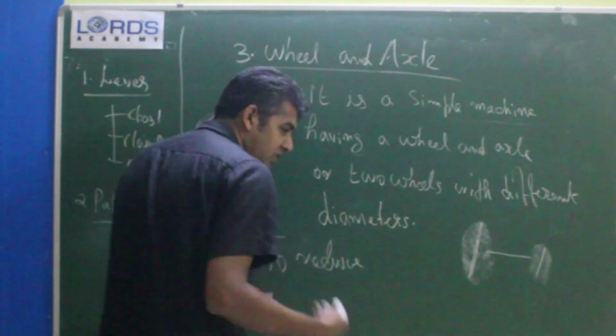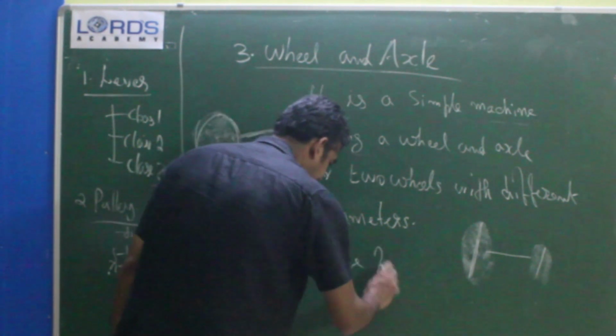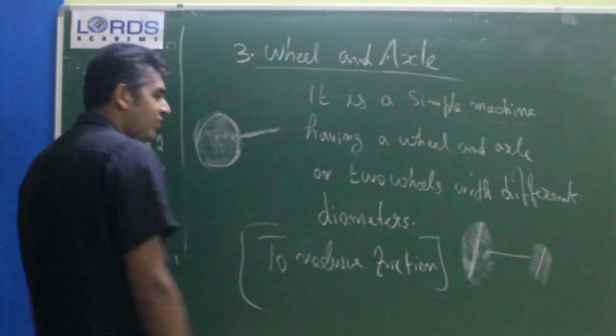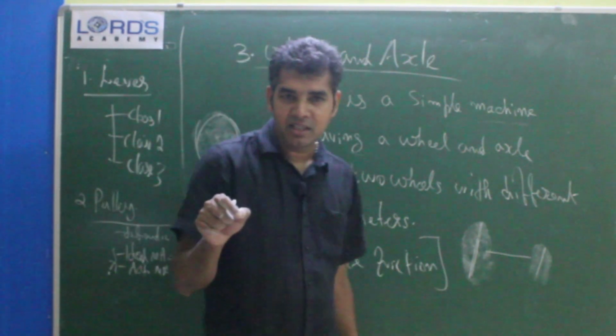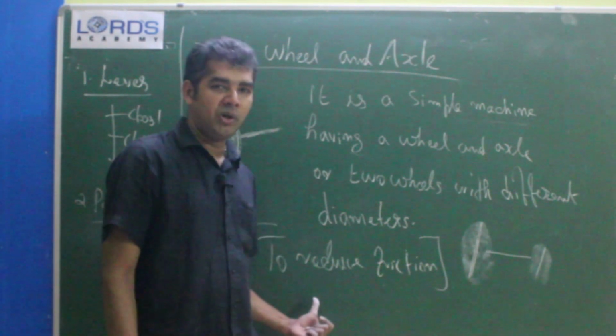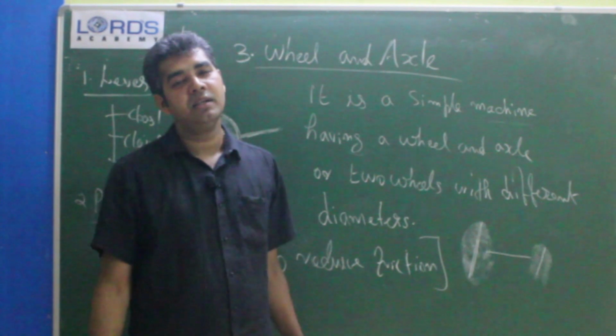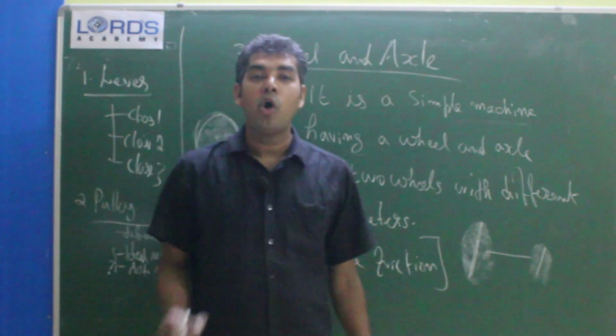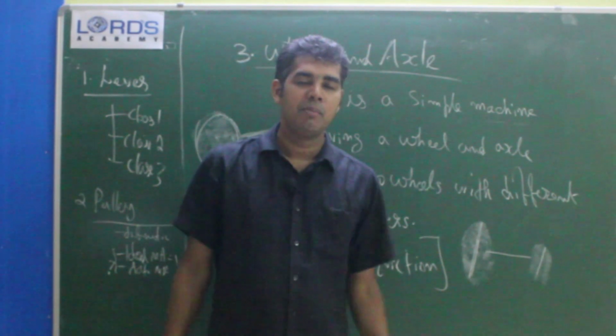That's why it works very easily. That's a keyword. That's a concept here. Using wheel and axle as a simple machine just to overcome friction. How? Because rolling friction is less than sliding friction. So easily we can move objects with this simple machine.